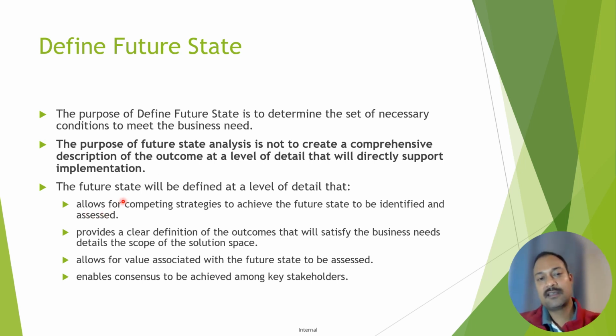What it supports is this: the future state will be defined at a level of detail that allows competing strategies to achieve the future state to be identified and assessed, provides a clear definition of the outcome that will satisfy the business needs, details the scope of the solution space, allows the value associated with the future state to be assessed, and enables consensus to be achieved among key stakeholders. So we talked about consensus, the potential value, a clear definition of the outcome, and allowing for competing strategies. These are the key important points you have to remember when we are working on the future state.